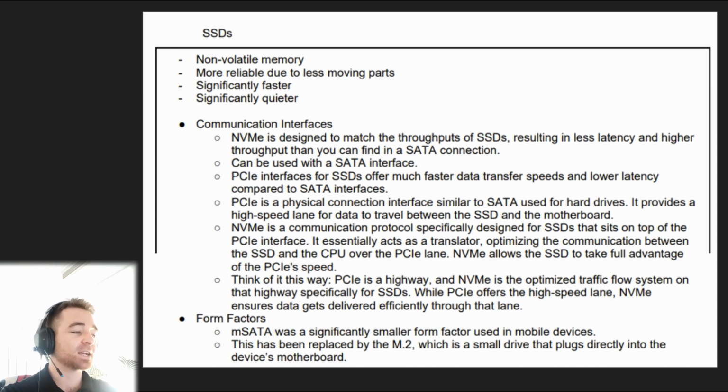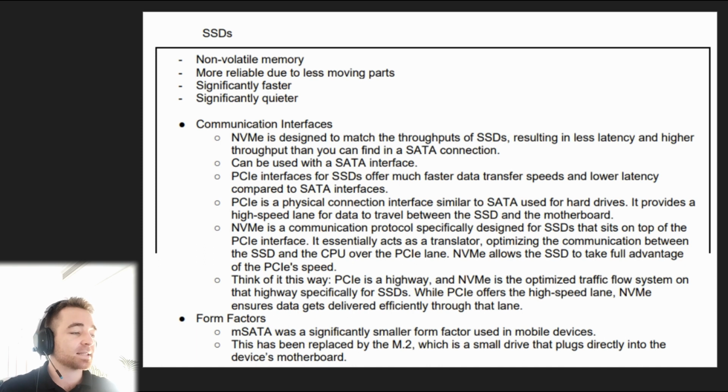PCIe is a physical connection interface similar to SATA used for hard drives. It provides a high-speed lane for data to travel between the SSD and the motherboard. So the PCIe is providing that lane, right? It's like giving you a road. That's the way you actually connect. You're on the motorway. Once you're on the motorway, NVMe is a communication protocol specifically designed for SSDs that sits on top of the PCI interface. Okay, so you've got PCIe, and then you've got NVMe as a part of that PCIe interface.